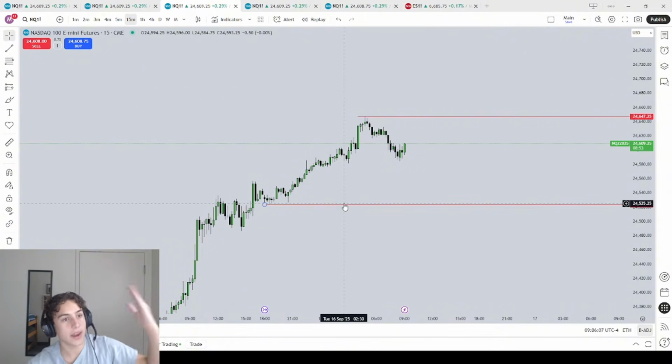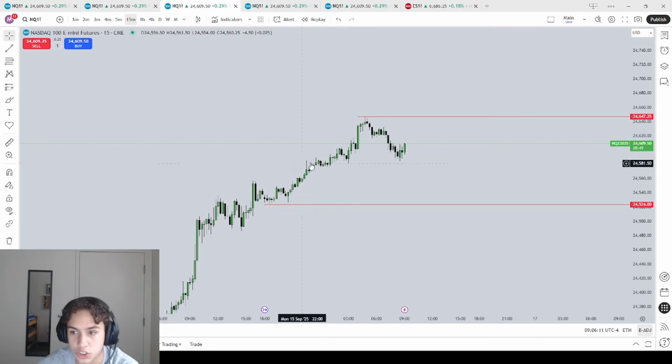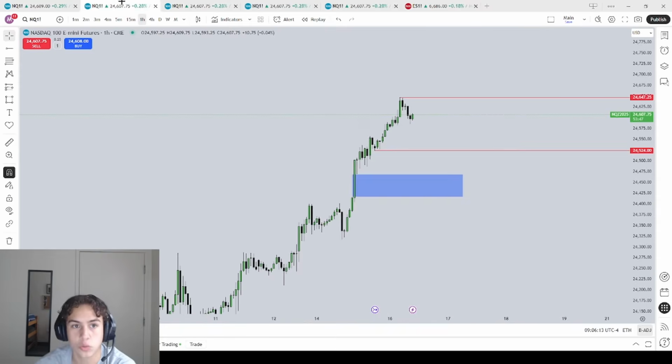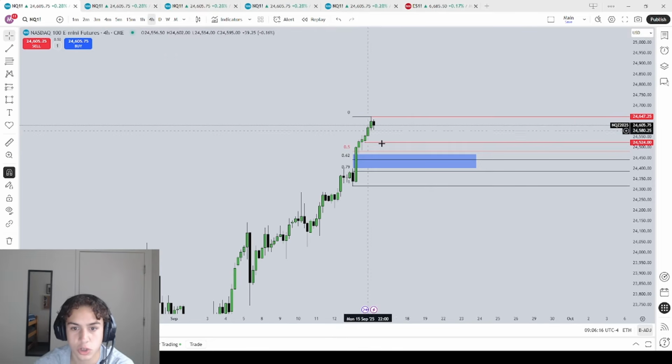You just scale down: high time frame, mid time frame, low time frame. You just keep scrolling down and forming a bias. And again, what do you notice through all three of these? It is still bullish, right? We are still looking bullish. We still have bullish structure, right?